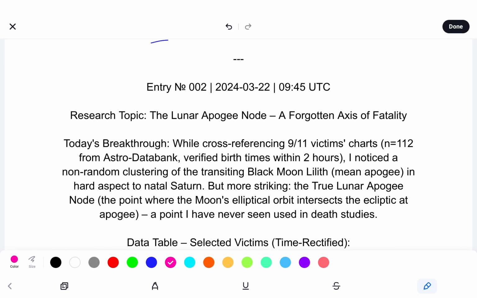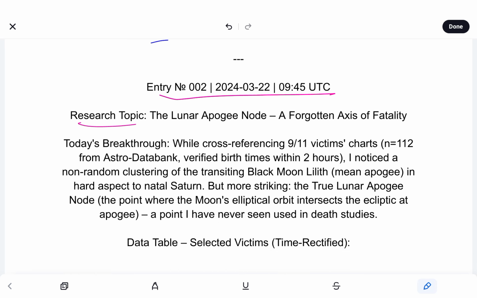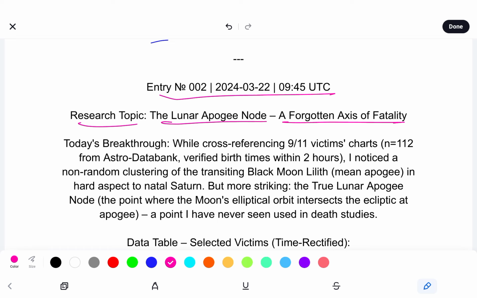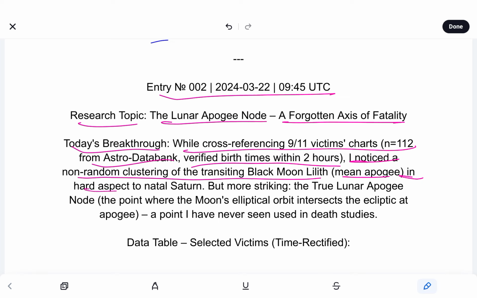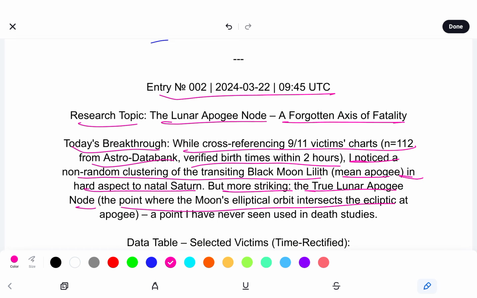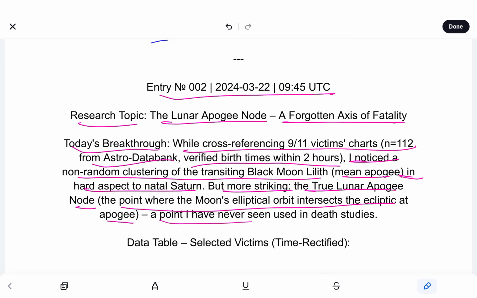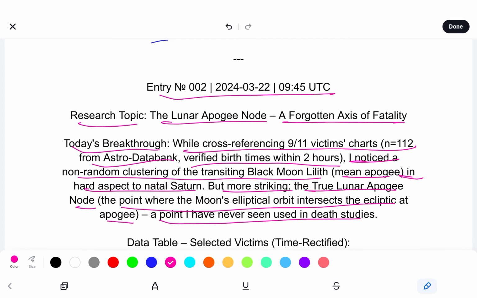All right, entry number 2 is occurring March 22nd, 2024, 9:45 UTC. We see our research topic is the lunar apogee node, a forgotten axis of fatality. Today's breakthrough: while cross-referencing 9/11 victims' charts, n equals 112 from Astro-Databank, verified birth times within 2 hours, I noticed a non-random clustering of the transiting Black Moon Lilith, mean apogee, in hard aspect to natal Saturn, but more striking, the true lunar apogee node, the point where the moon's elliptical orbit intersects the ecliptic at apogee, a point I have never seen used in death studies.